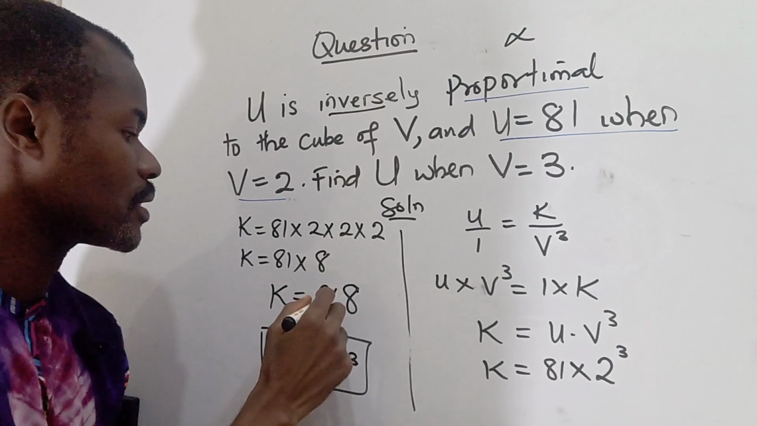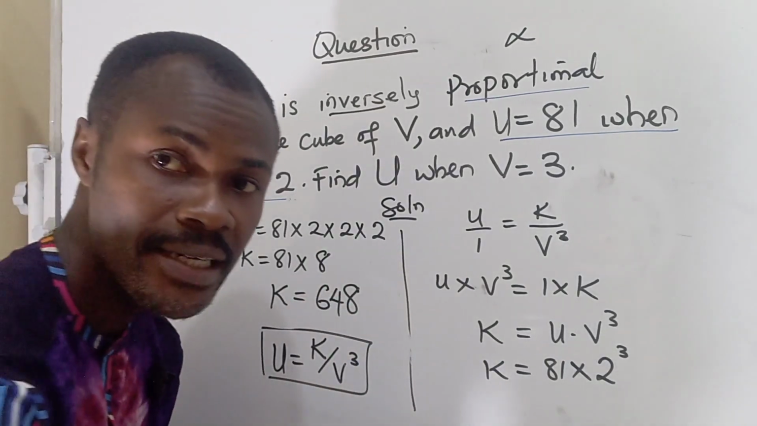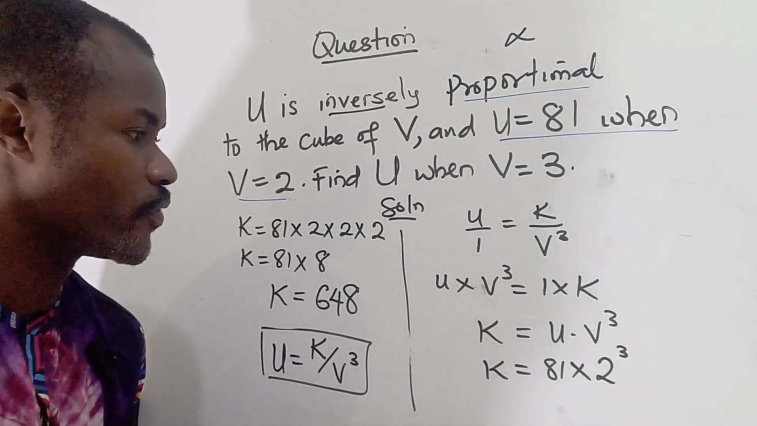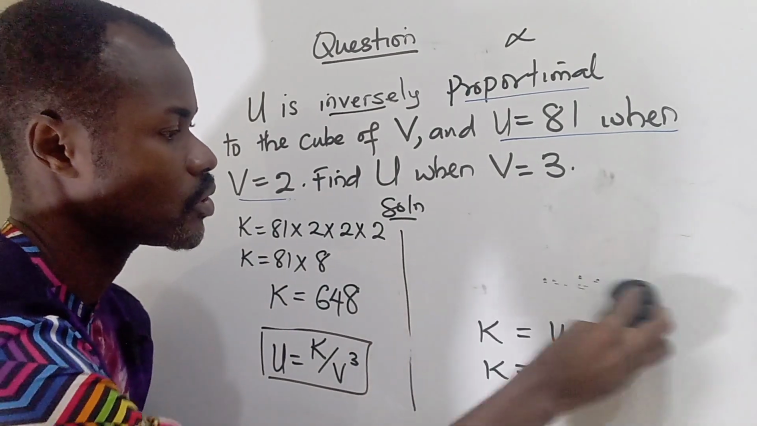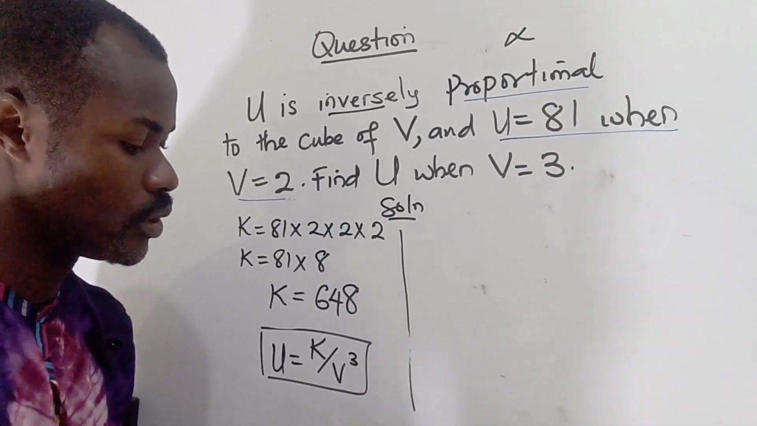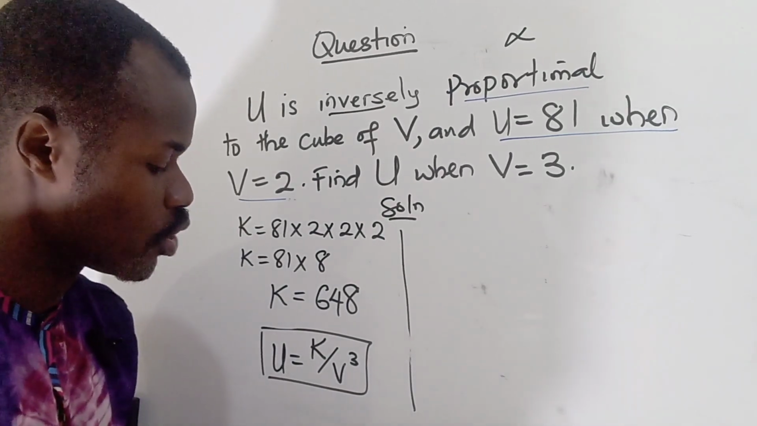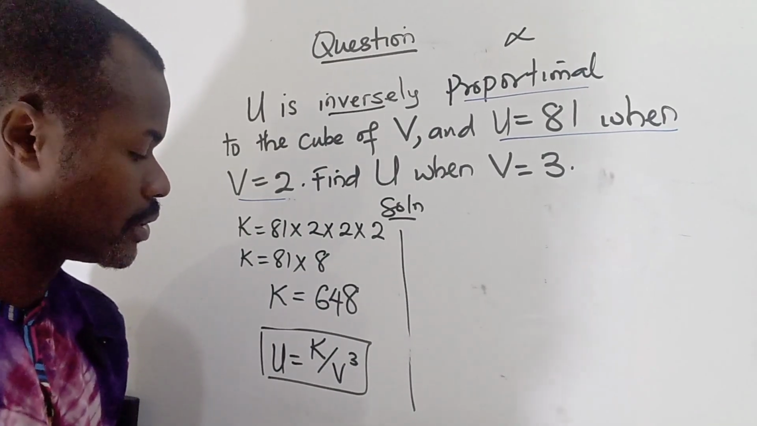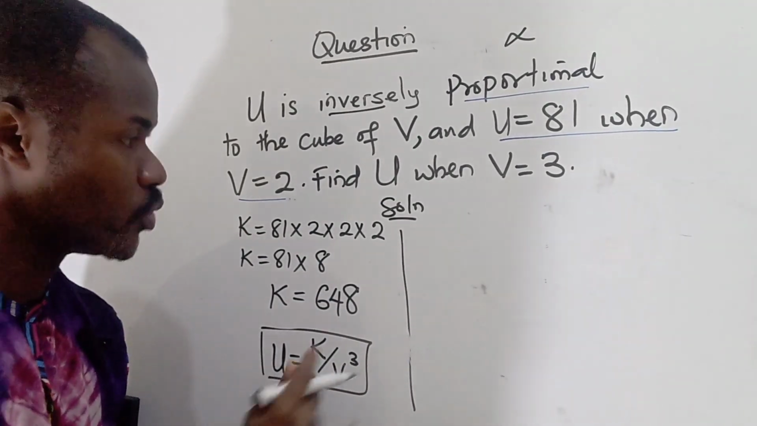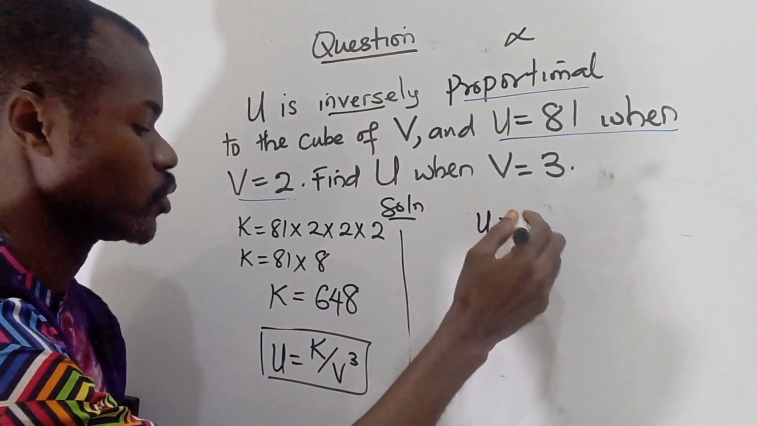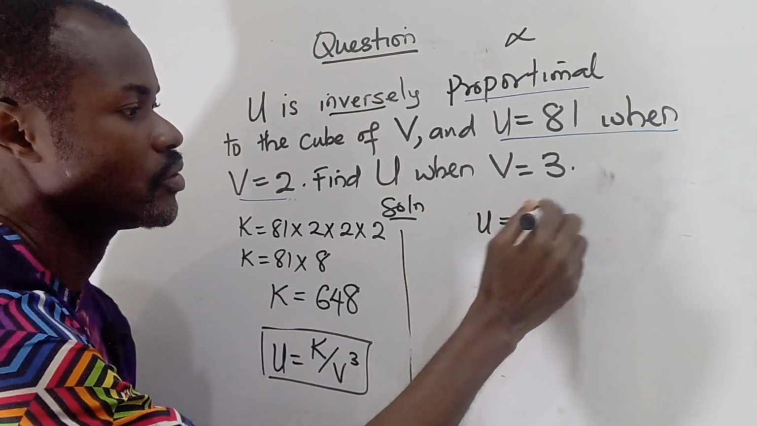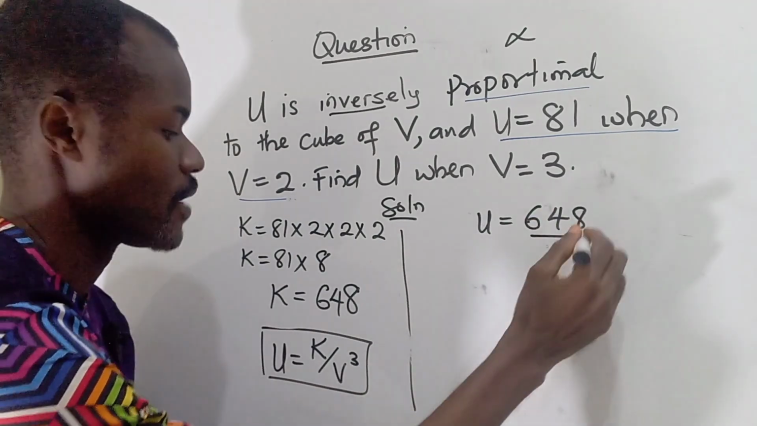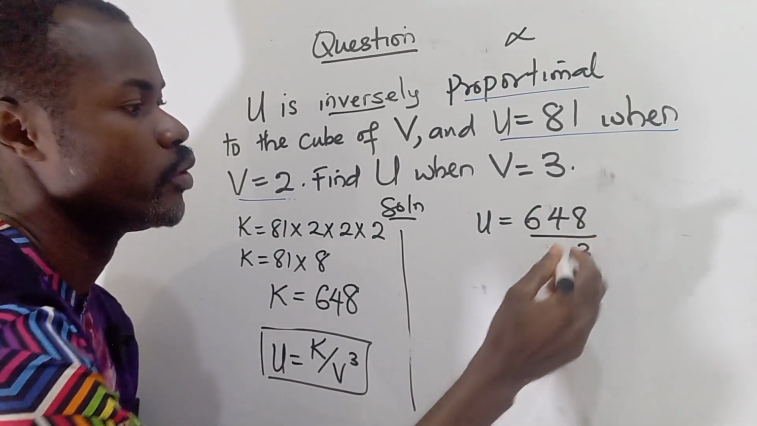So our k equals 81 times 8. 8 times 1 is 8 here, and 8 times 8 is 64. So k is 648. Now that we've been able to get the value of k, we are going to substitute it into the law or the relationship connecting v and u. So u is going to be equal to 648 divided by v cubed.